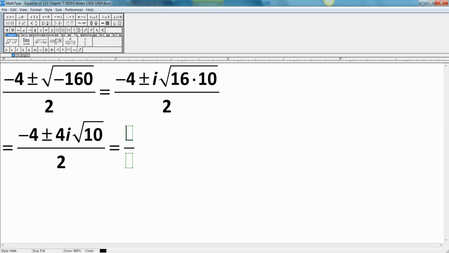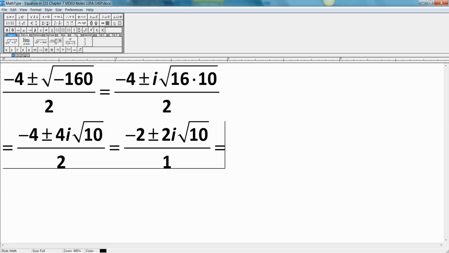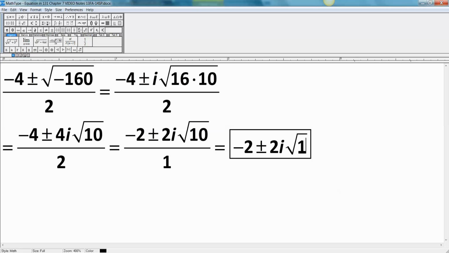So 4 divided by 2 is 2, so negative 2 plus or minus. Again, 4 divided by 2 is 2, so write 2I square root of 10 up here. And 2 divided by 2 is 1. But again, no mathematician would ever write it that way. We would write it as negative 2 plus or minus 2I square root of 10.